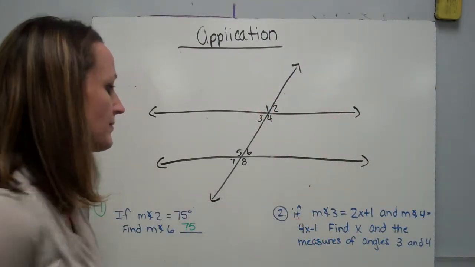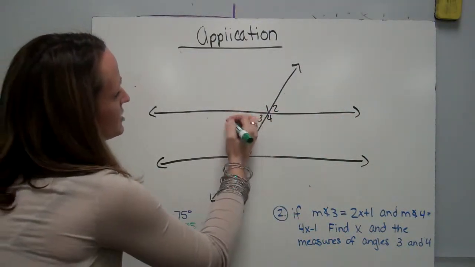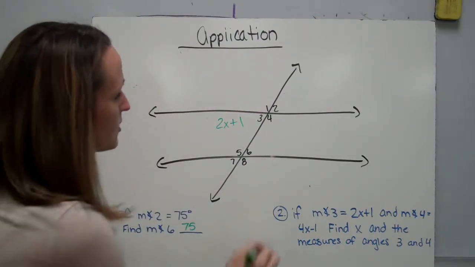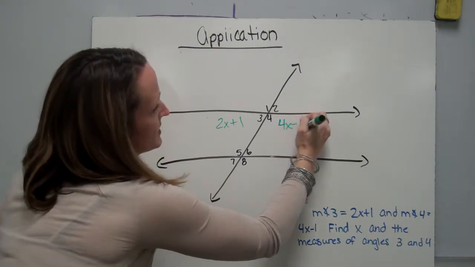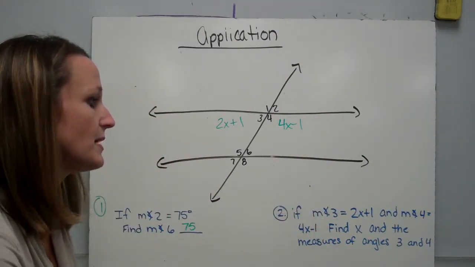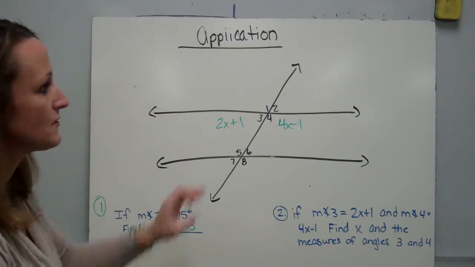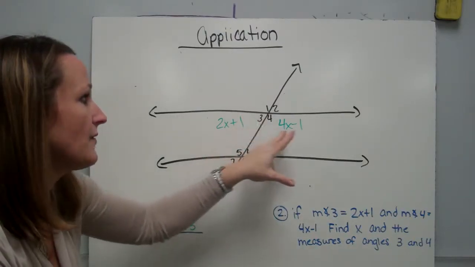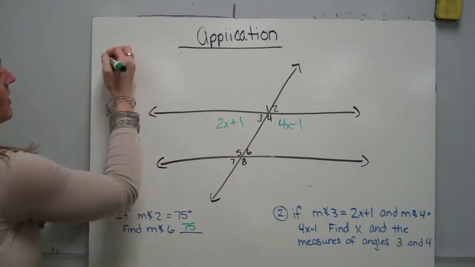All right, so let's erase that 75 so we can do this next problem. The measure of angle 3 is 2x plus 1, and the measure of angle 4 is 4x minus 1. Find x, and then tell the measure of angles 3 and 4. So first, to find x, we have to look at our relationship. Well, 3 and 4 are adjacent, and they're making a straight line. So that means they're going to equal 180 degrees.